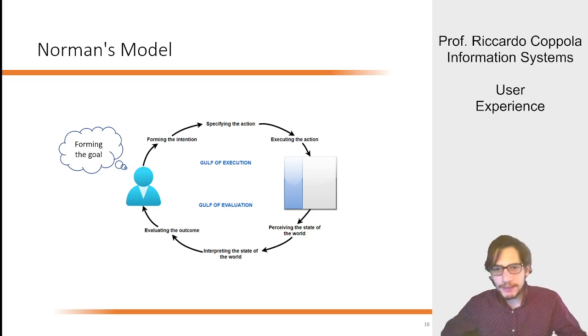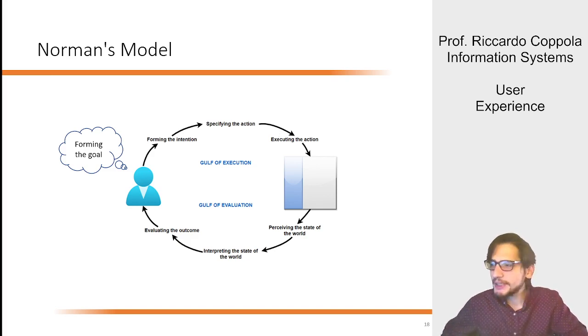We have the first part of this Norman's model, which is called the gulf of execution, and which is related to providing an input to the system. So the user, starting from his goal, creates an intention to use the system. Why am I using that system? After that, I need to understand an action to perform on the system. What is the type of action that I have to perform to interact with the system? Then the third step is actually executing the action, so typing something on a keyboard, moving before a sensor, and so on.